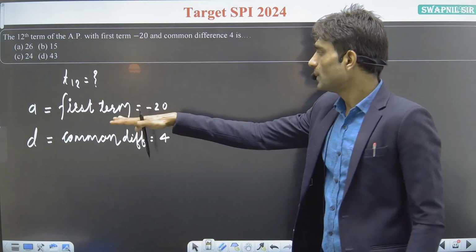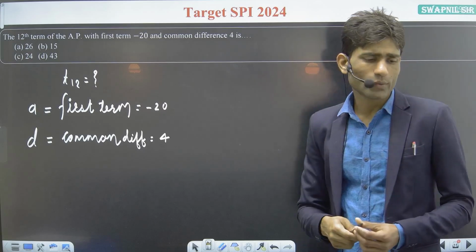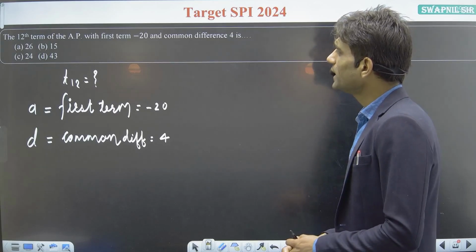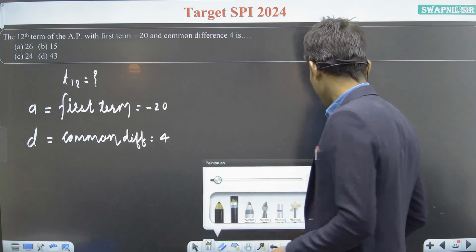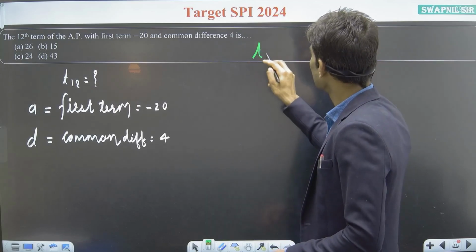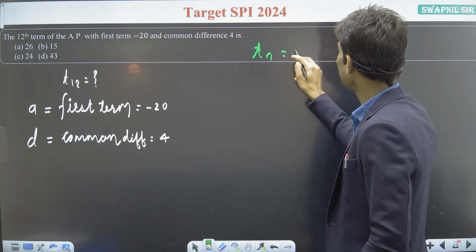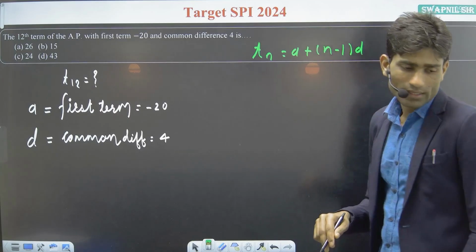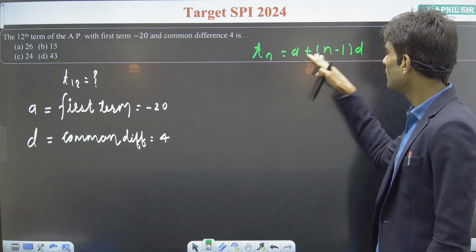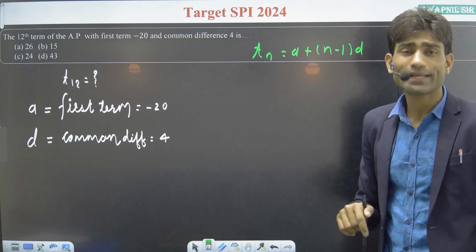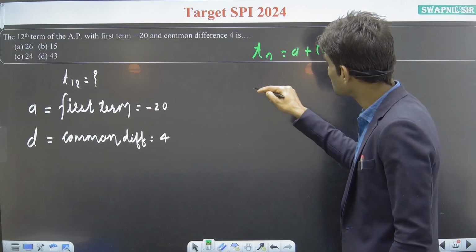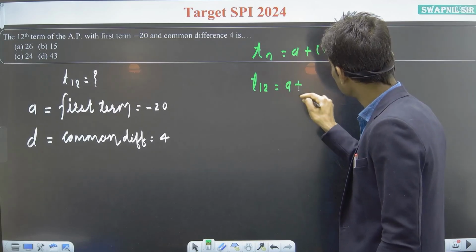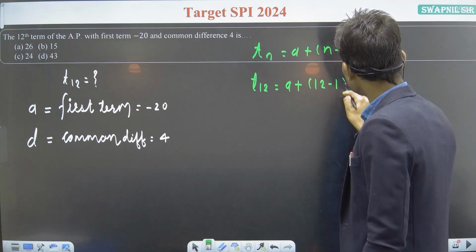So the first term of our arithmetic progression is negative 20, the common difference is 4, and we want the T12 term. The nth term of an arithmetic progression can be written as A plus n minus 1 into D. Replace n with 12, as we want the 12th term. So T12 can be written as A plus 12 minus 1 into D.